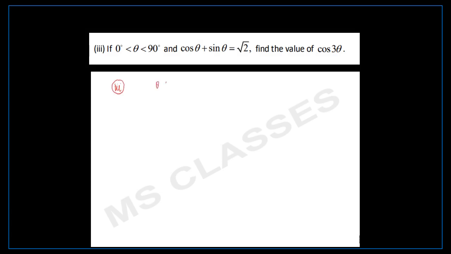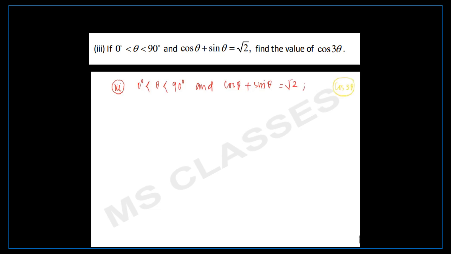Given theta less than 90 degrees, take that into consideration, and with this another given expression, cos theta plus sine theta equal to root 2. We have to find the value of cos 3 theta. So this is what you need to find.